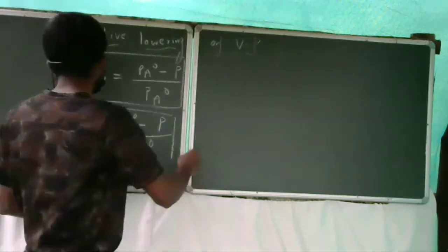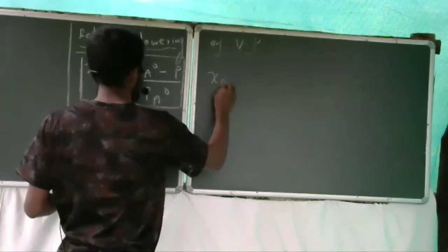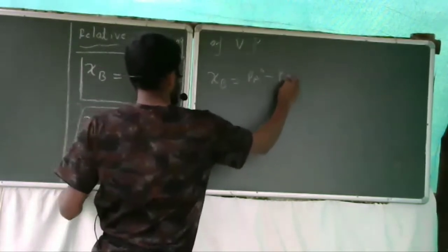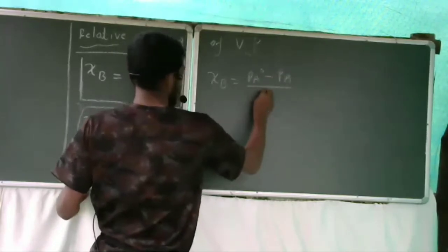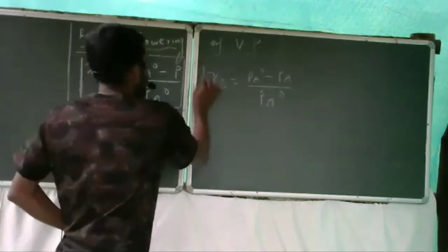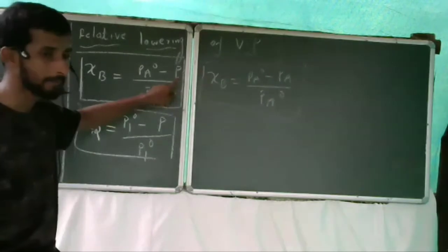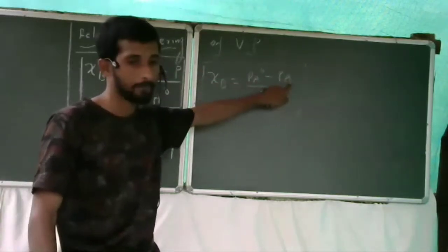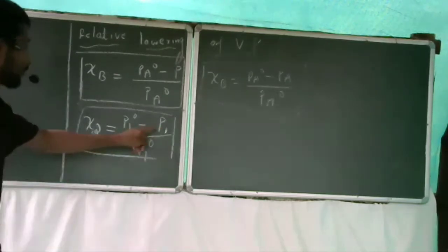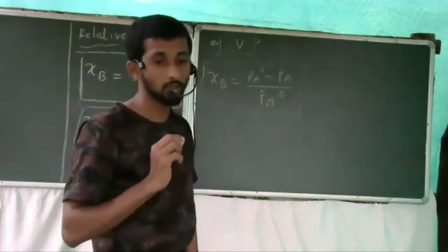Then in some other textbook, if you refer to the Jivit publication book, they take it as xb equal to pa naught minus pa divided by pa naught. In some textbooks, while taking that relation, instead of p we take pa. Here also, sometimes instead of p we take p1. What is p1 actually? Vapor pressure of the solution.